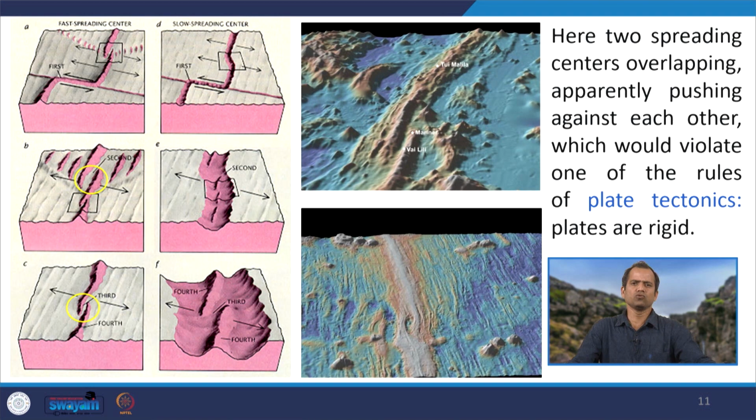Here two spreading centers are overlapping, apparently pushing against each other, which would violate one of the rules of plate tectonics, that plates are rigid. So, now you can see here, we have already discussed. These are the abandoned parts and these are the overlapping parts here, and in the digital elevation model of the East Pacific Rise you can see how these abandoned segments are lying here and there.